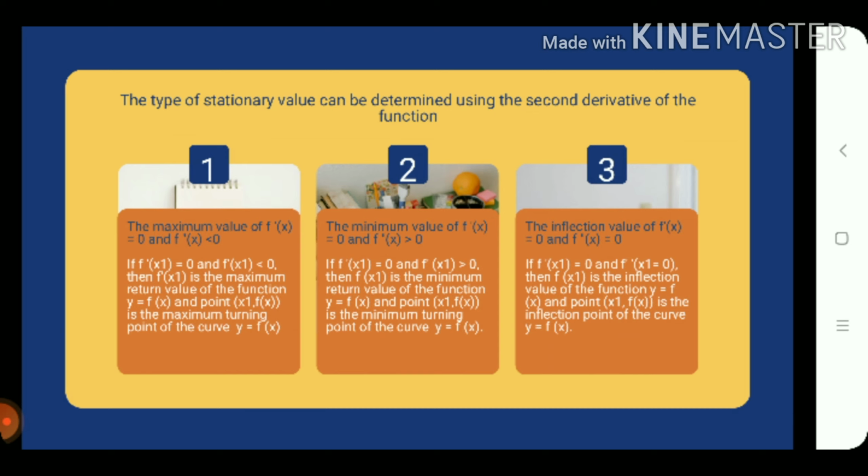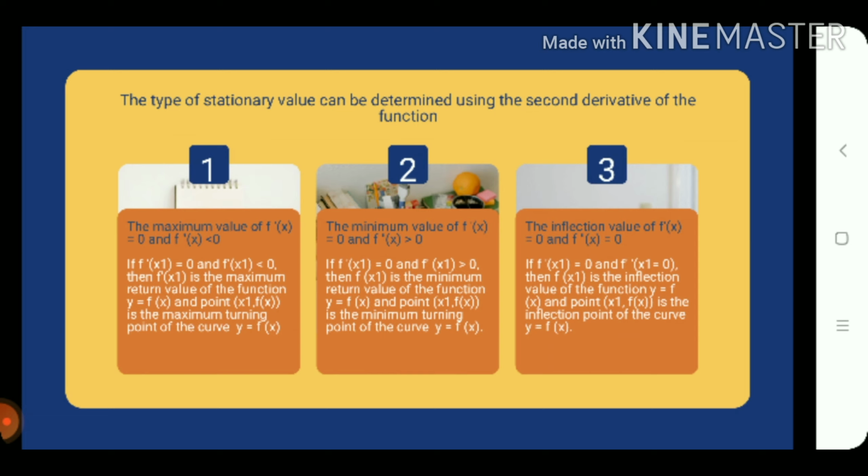Number 2, the minimum value: f'(x) = 0 and f''(x) > 0. If f'(x1) = 0 and f''(x1) > 0, then f(x1) is the minimum turning value of the function y = f(x) at point x1. The point is the minimum turning point of the curve y = f(x).